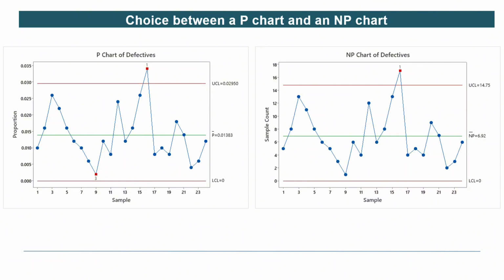Similarly, this average proportion of 0.013 will be very difficult for a machine operator or a floor supervisor to understand, but he understands the average number of non-conformities, or average number of defective items, 6.92, much better than a proportion. So the choice of whether to use a P chart or an NP chart stays with who the recipient is, where this chart is getting displayed, who is going to look at it, and what kind of decisions they are going to make by looking at it.